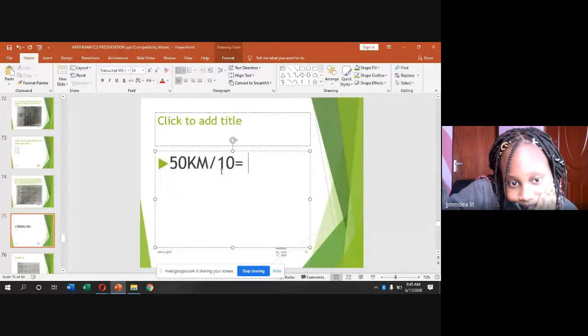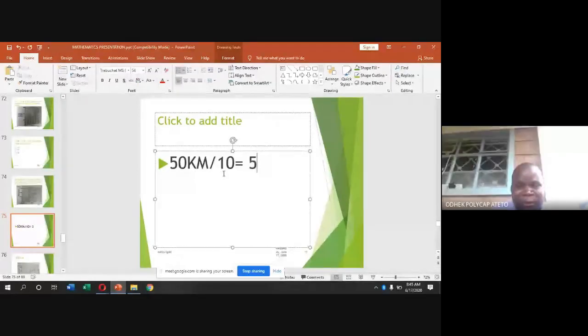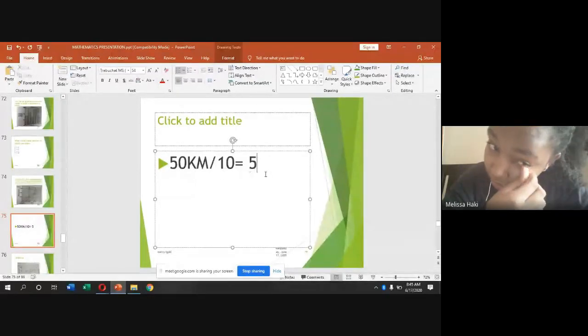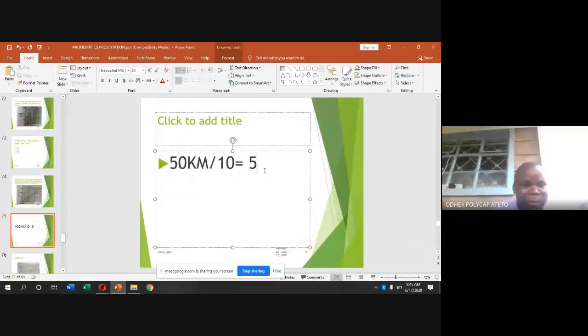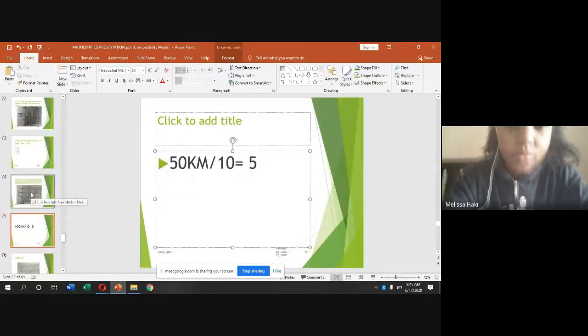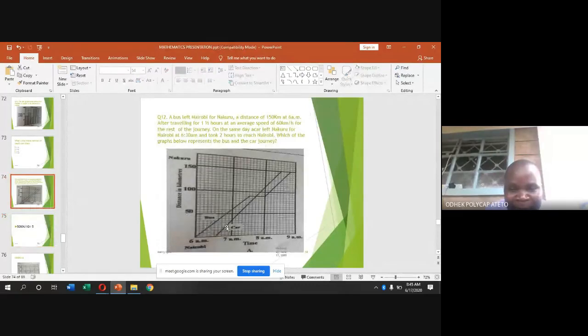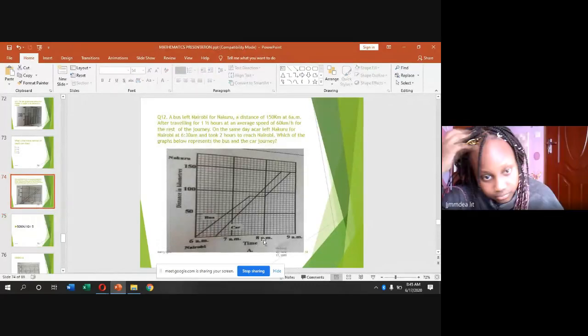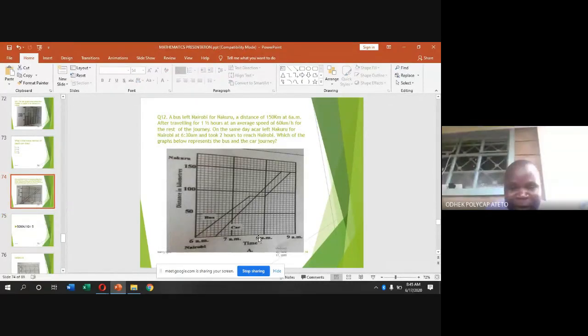One small box represents how many? 5 kilometers. One small box represents 5 kilometers. So even if I want to ask a question and I want somebody to answer it, using the same diagram.